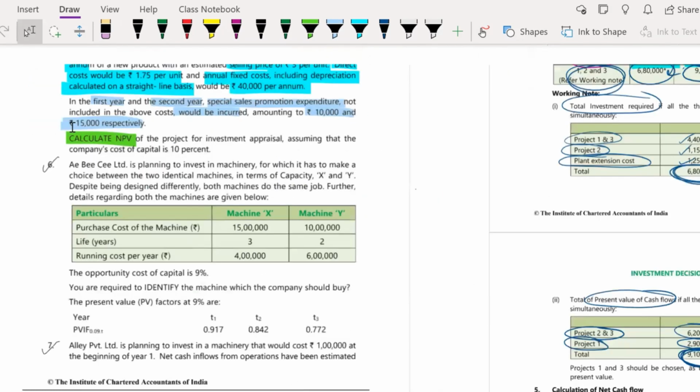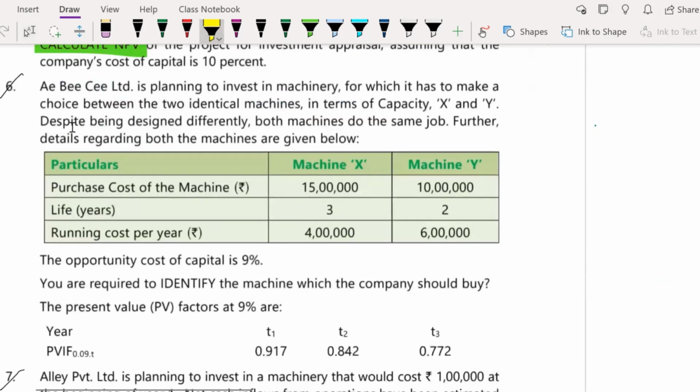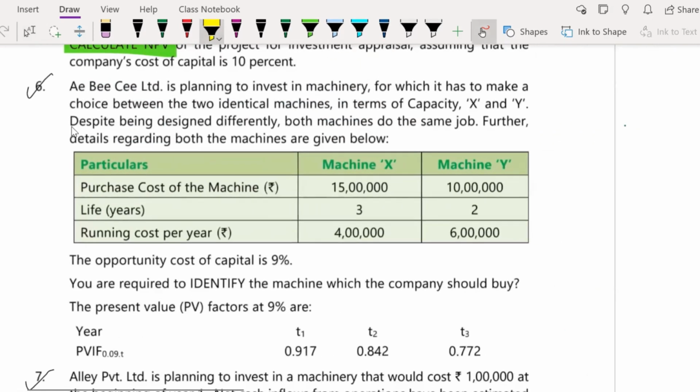Next question. Next question is sixth question. Here they tell you that ABC Limited is planning to invest in machinery for which it is to make a choice between two identical machines in terms of capacity, X and Y. So it is thinking whether to invest in machine X or machine Y. Okay. Despite being designed differently, both the machines do the same job only. Further details of the machine are given below.